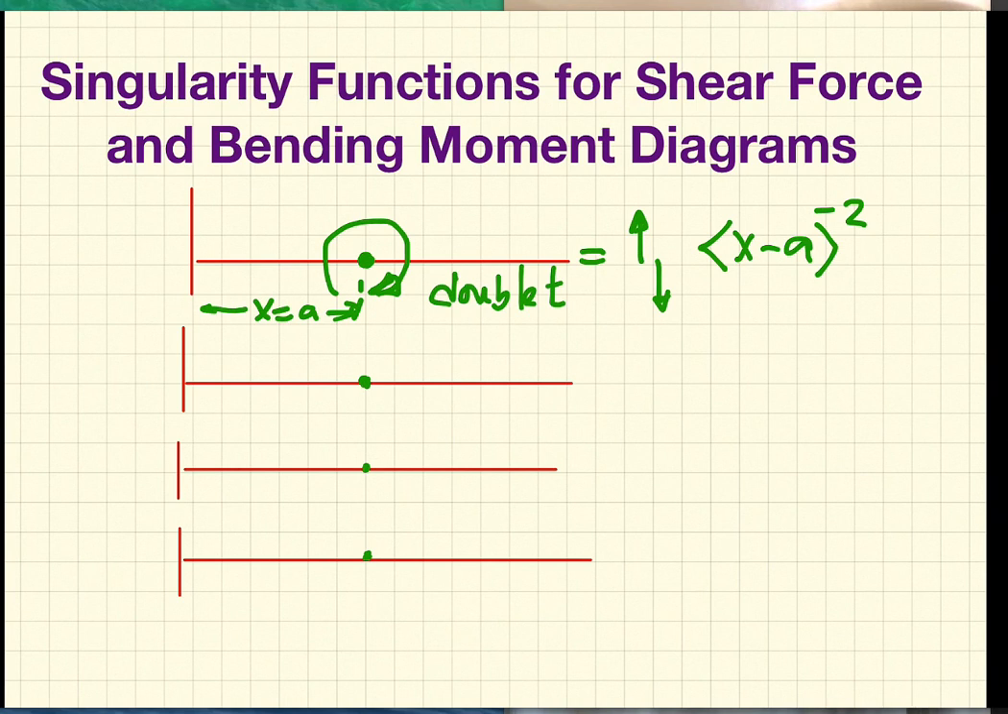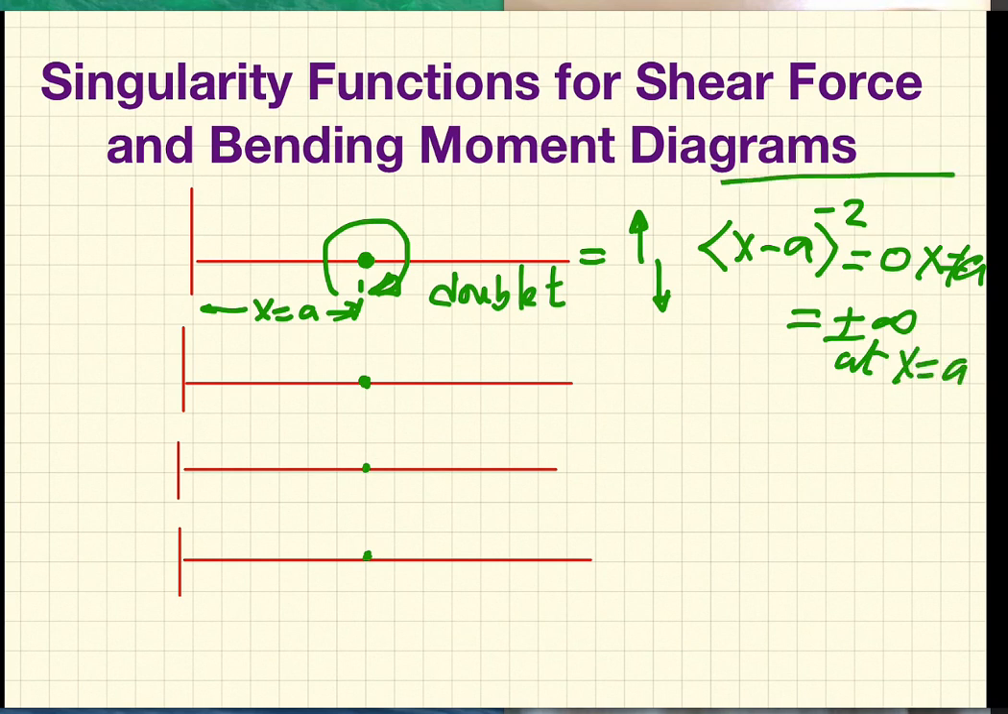What is the meaning of this? It's just a symbol that means that the function does not exist anywhere if x is not equal to a. There's nothing anywhere, but at x equals a, it's plus or minus infinity. That's the definition of the singularity function of a doublet. It's symbolic. Whenever we see x minus a to the power minus 2, there's nothing anywhere except at x equals a. Then I have two opposing forces within a very, very short distance such that their moment together is whatever is at this point. The value of the moment is right there.